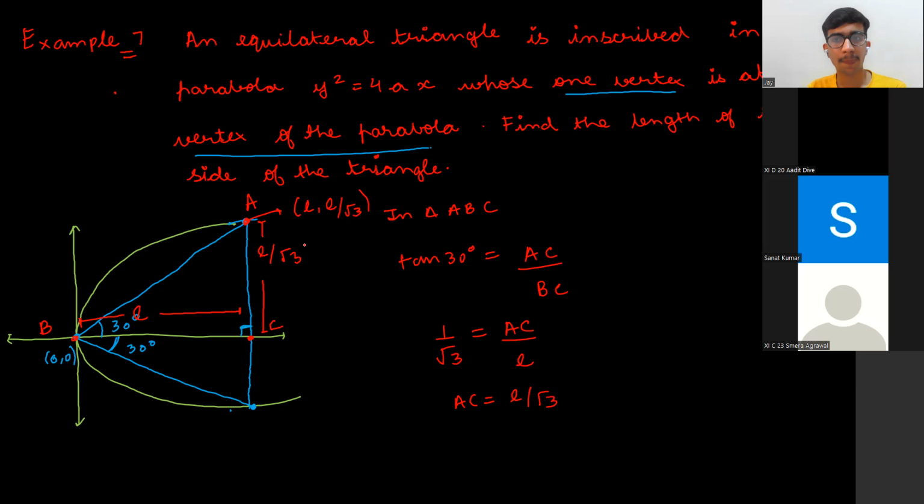So understood. Okay. So y square is equal to 4ax. Now L comma L by root 3 lies on the parabola. So L comma L by root 3 will satisfy the parabola as well. So L by root 3 the whole square is equal to 4 times a times L. That means L square by 3 is equal to 4a times L. L and L cancel out. We have L as 12a.